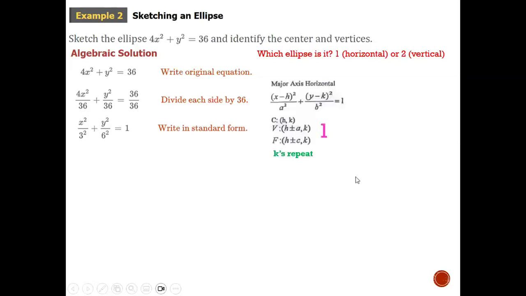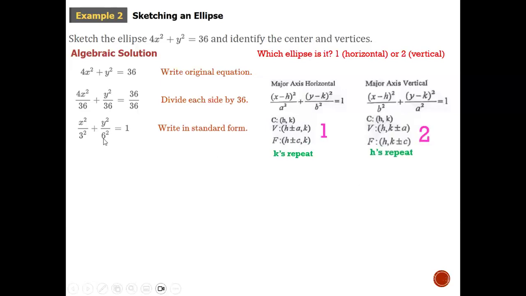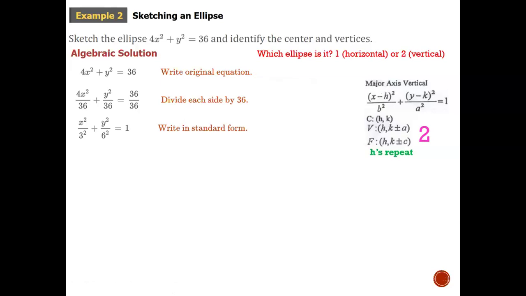Is this a vertical or a horizontal ellipse? Let's see. Based on the fact that we have the bigger number under the y squared, the y squared has the bigger number. So that becomes the A. So this one is going to be major axis vertical. So this is the information right here that I used for that one.